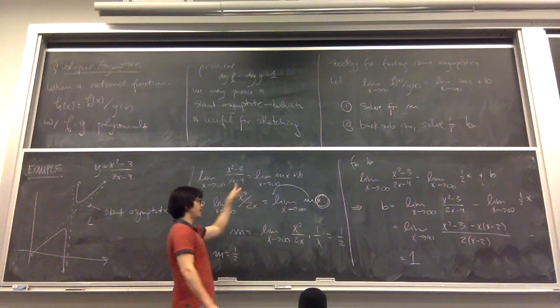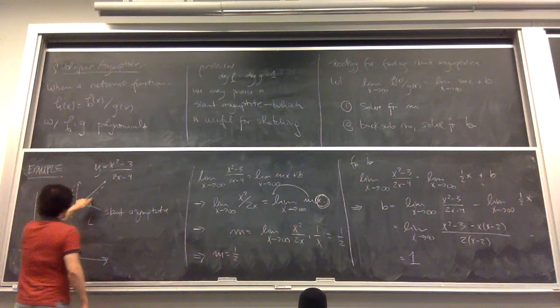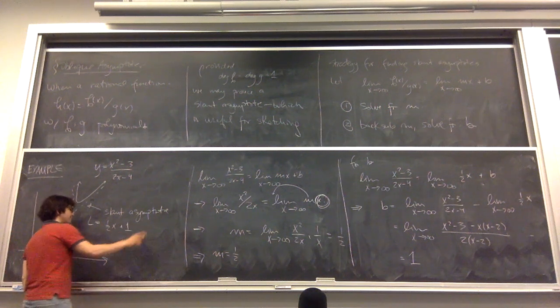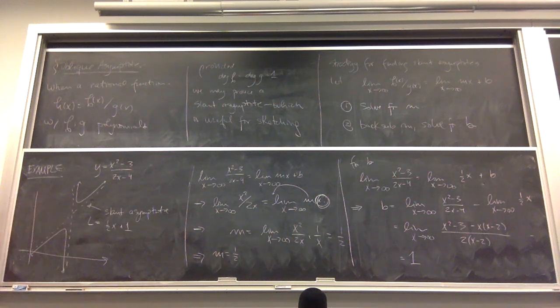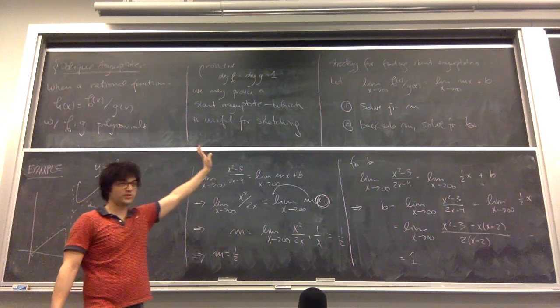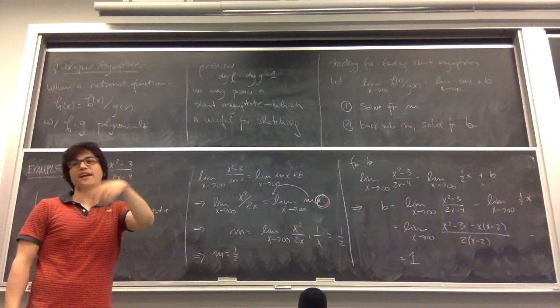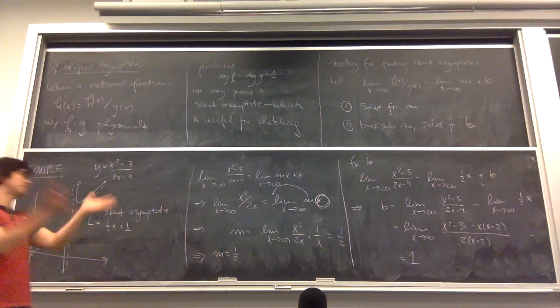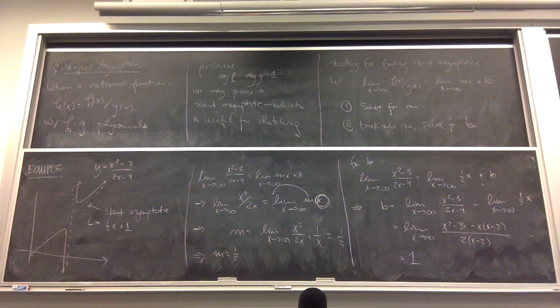Okay, but I got b, I got m. That means this line here is 1/2 x plus 1. That's how you get the slant asymptote. The textbook's explanation of this to me is totally incomprehensible, but if you just follow those 3 steps, it will work every time, provided the asymptote exists in the first place. So this is one extra strategy that we have for plotting things.